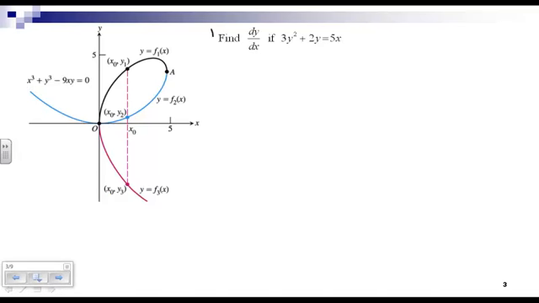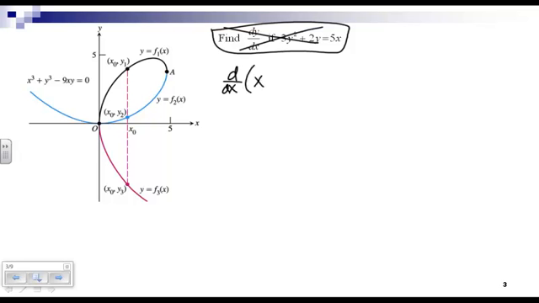Let's say we're no longer doing this problem, but we're doing this problem. I'm going to take the derivative with respect to x of x cubed plus y cubed minus 9xy, and I'm going to take the derivative with respect to x of 0. I took the derivative of both sides.